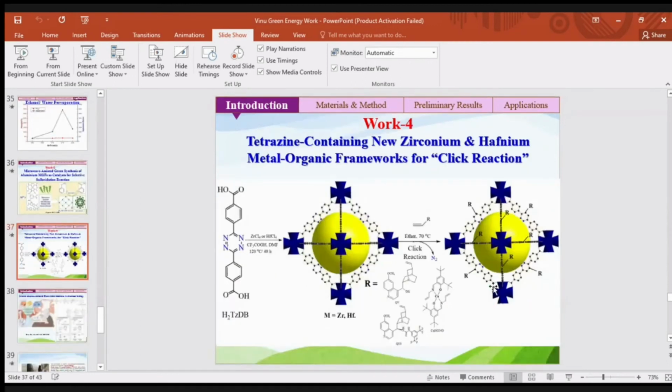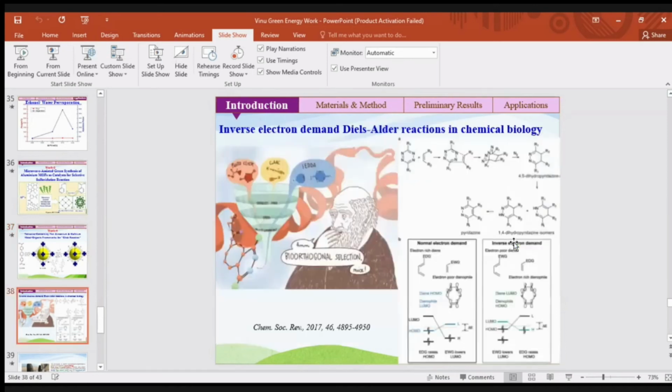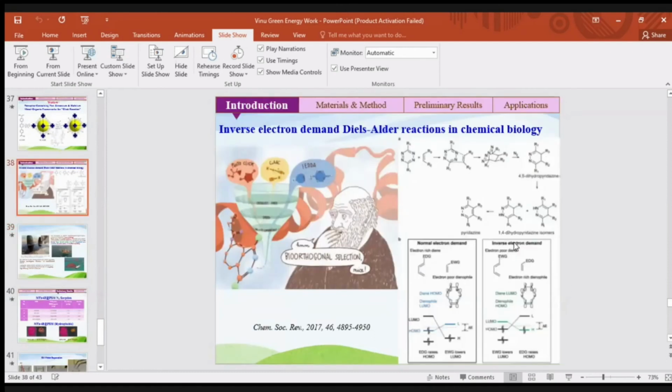Then finally, the tetrazine-containing zirconium and hafnium MOFs for post-synthetic modification. After synthesizing the tetrazine with zirconium and hafnium, we modified it with some kind of organic material through the click reaction, so that our group can be attached. It depends upon the inverse electron demand Diels-Alder reaction from chemical biology. Using this method, we did the post-synthetic modification of the tetrazine.